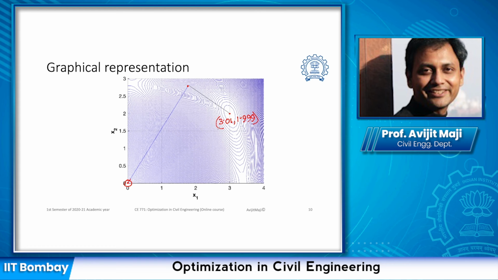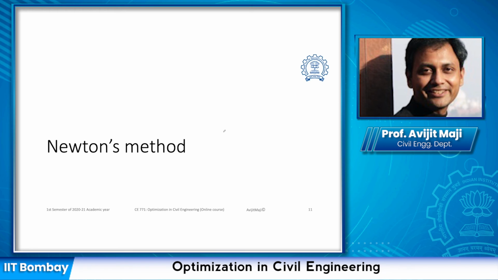If we had chosen a higher precision or a better precision for this movement, we might have to go for one more step or a couple more steps to fine-tune our final result. So this was about the Cauchy method. Next we'll be discussing the Newton's method.